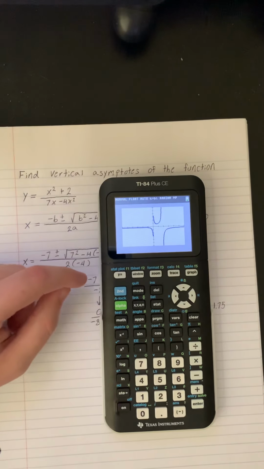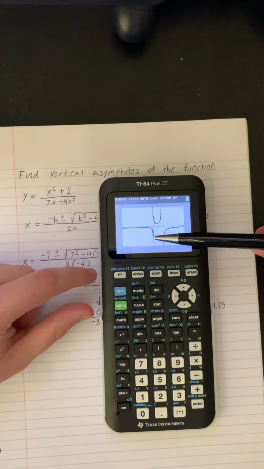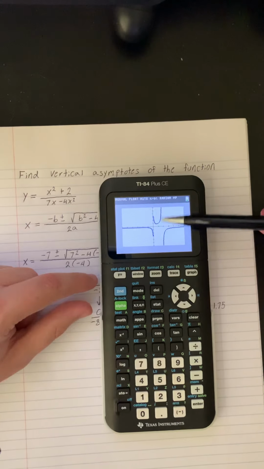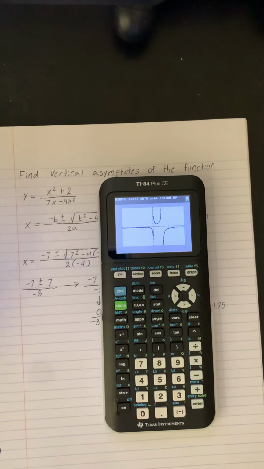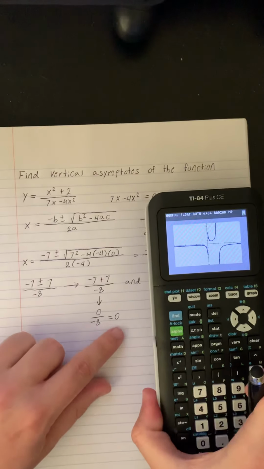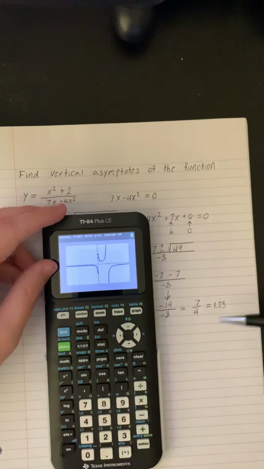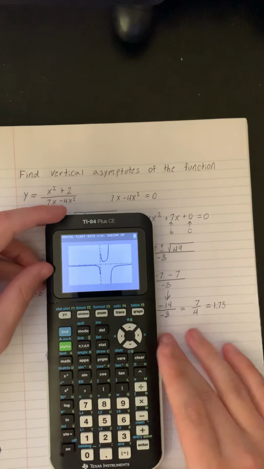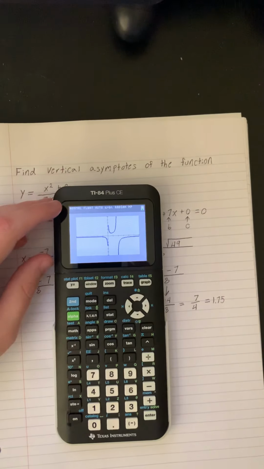All right, so based on this graph, we can see that we have one vertical asymptote right here and one right about here. So based on looking at it, it seems like this vertical asymptote is at 0, and that checks out with what we found here. And this one should be at about 1.75, which looks about right, but there is a way we can check that more specifically. Let me zoom in here.